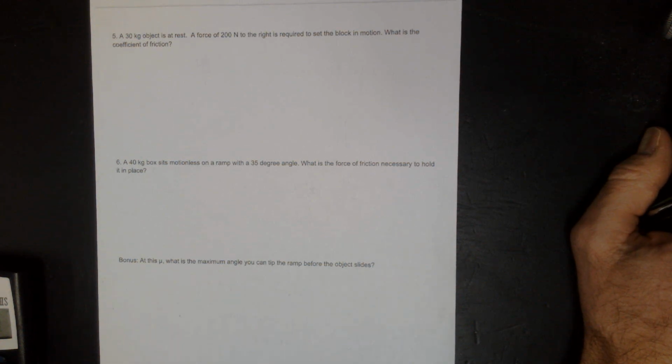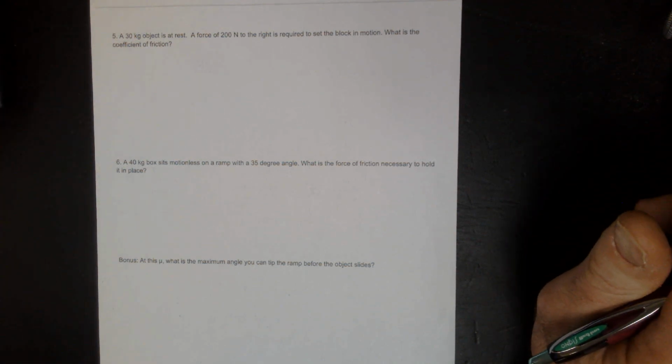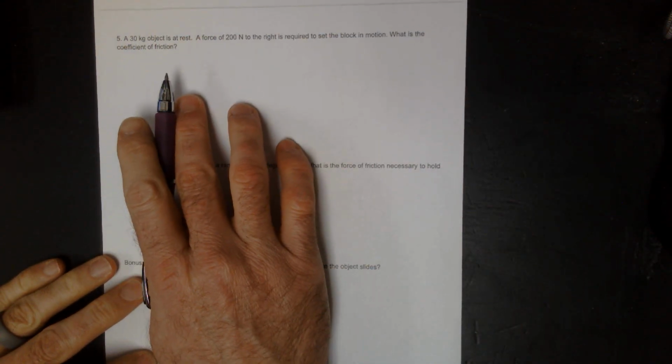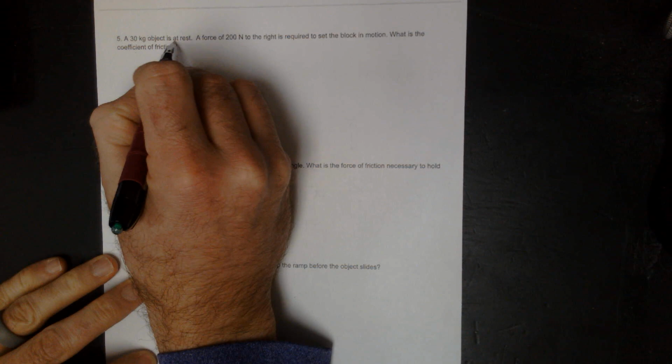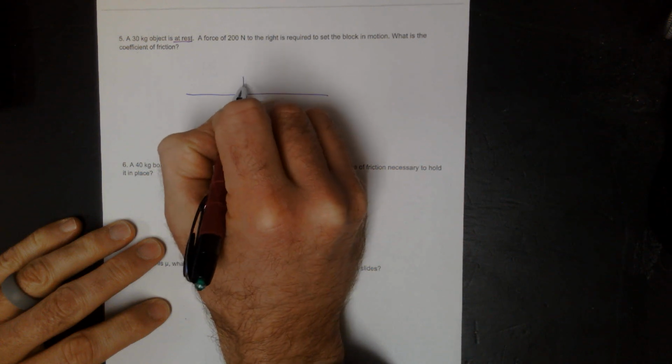All right, we're going to do another problem here, similar to the one we just did before on the sheet. It says we have a 30 kilogram object at rest. At rest is your key phrase here. That tells you that it is not moving, which means the forces are in balance, so my net force is 0. So let's draw my surface.